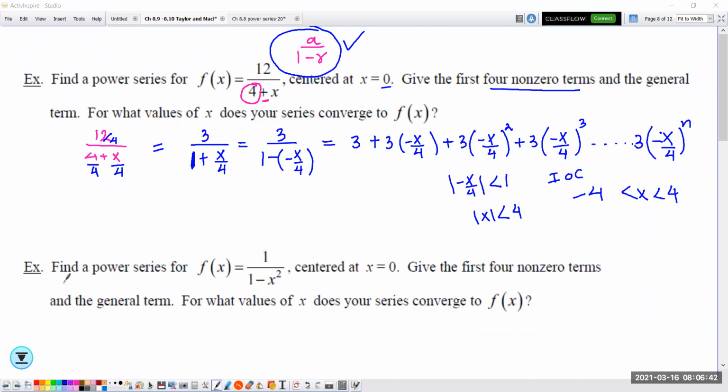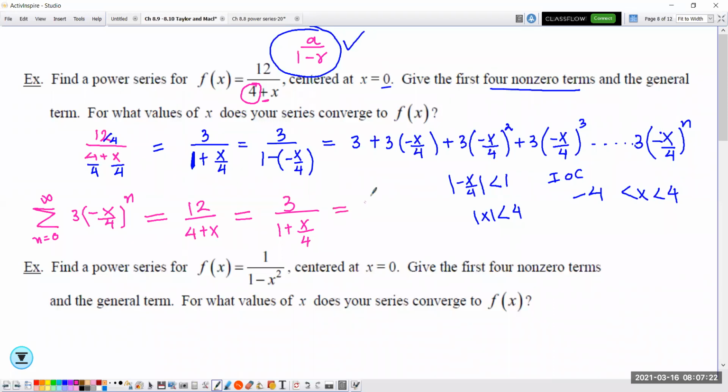So what is a big deal? Sometimes in a multiple choice question, they would ask which of these are all the same. So I'm going to show you what this is in summation notation: the sum of 3 times negative x over 4 to the n, starting with n equals 0 to infinity, is the same as 12 over 4 plus x, which is the same as 3 over 1 plus x over 4. They all are the same. They all mean the same.